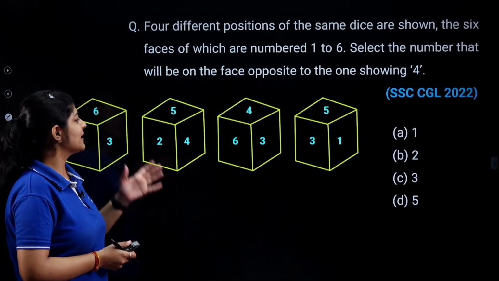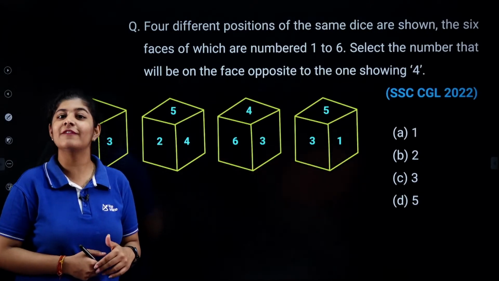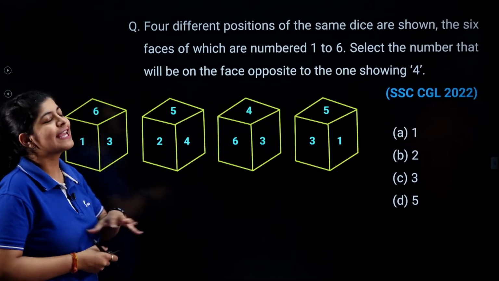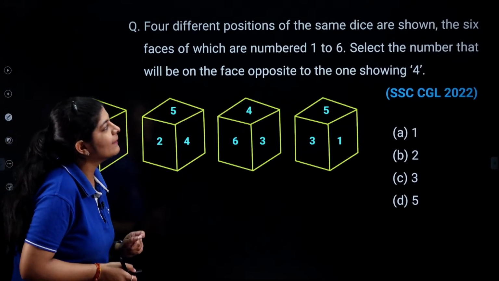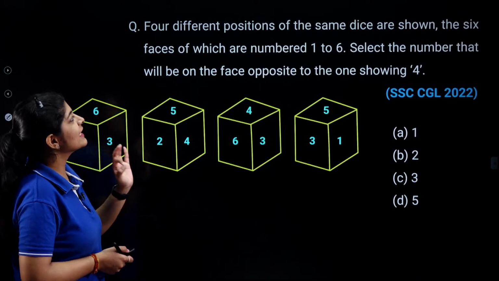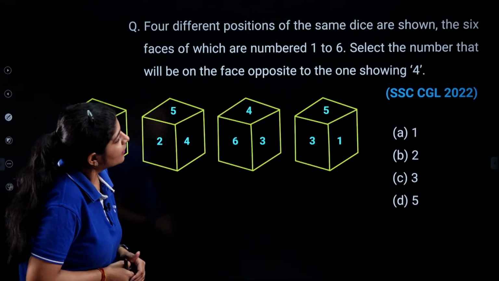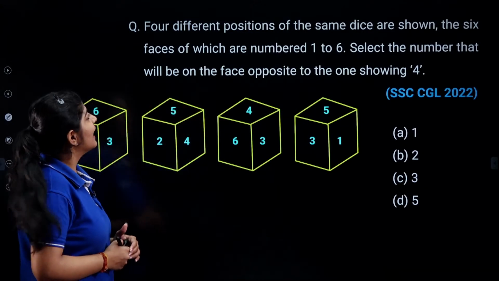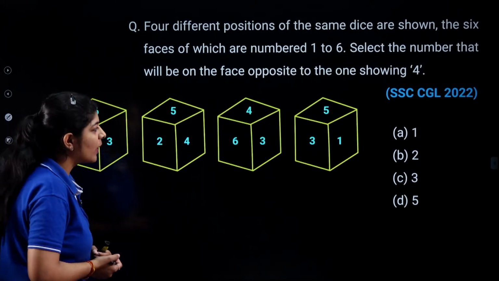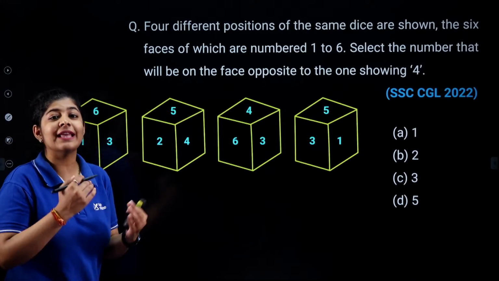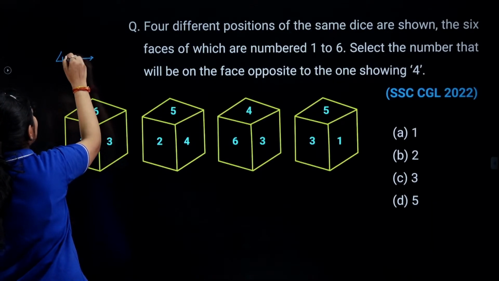So basically, just by seeing this figure, we can easily say that this question is from the concept of dice. Now the question is saying that 4 different positions of the same dice are shown, the 6 faces of which are numbered 1 to 6. Select the number that will be on the face opposite to the one showing 4. So we need to identify the opposite pair of 4.